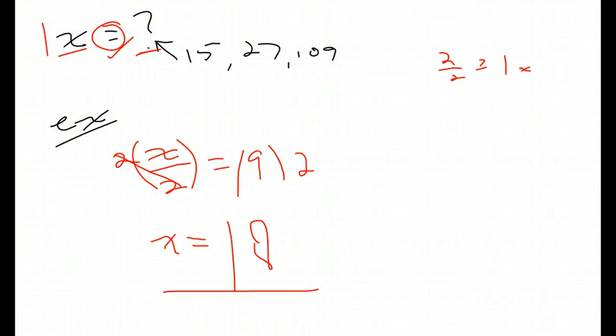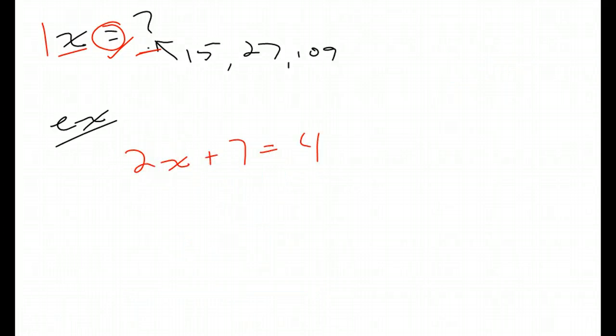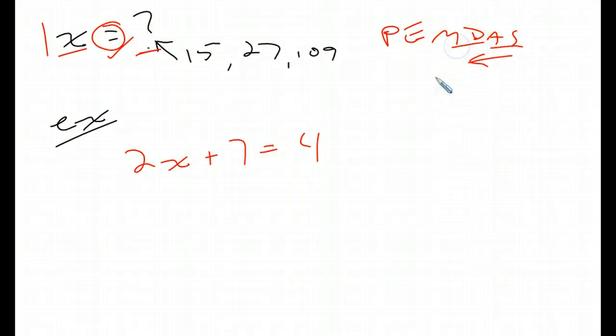Now I'm going to do a few examples where we have multi-steps. And this time it's actually just 2 steps to find our solution. In this problem we have 2x plus 7 equals 4. Well, we know the order of PEMDAS: parentheses, exponent, multiplication, division, addition, and subtraction. This time when we're solving equations, we're kind of going to do this backwards. So we're going to add or subtract first and then multiply or divide.